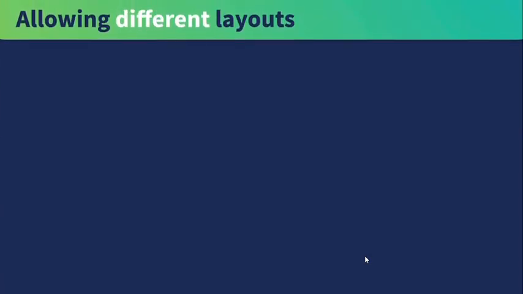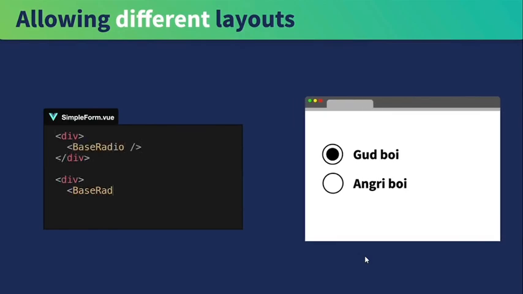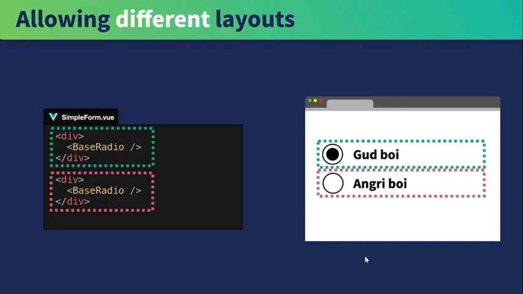Before we replaced our base radio components in SimpleForm.vue, they were each wrapped in a div. Because of the block nature of div tags, it separated them each in their own line. Our base radio component is agnostic to presentation. It's only an input and label tag in the end. It is our job as the users to determine how they must be presented on the screen.